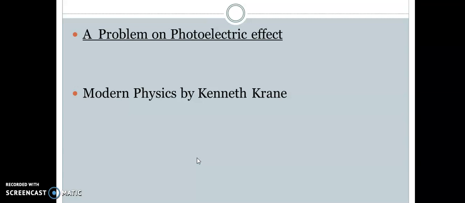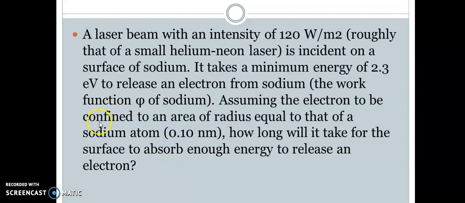Here we do a problem on photoelectric effect. The question is: a laser beam with an intensity of 120 watt per meter square is incident on a surface of sodium. It takes a minimum energy of 2.3 electron volt to release an electron from the sodium. That is the work function of sodium.